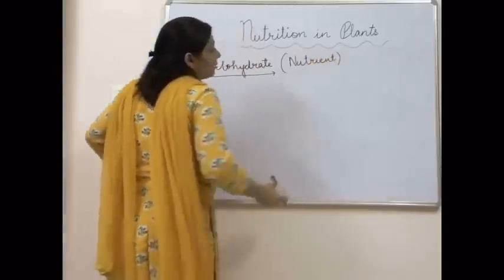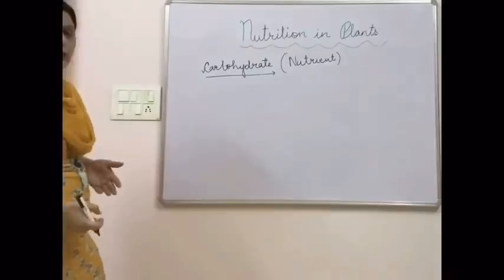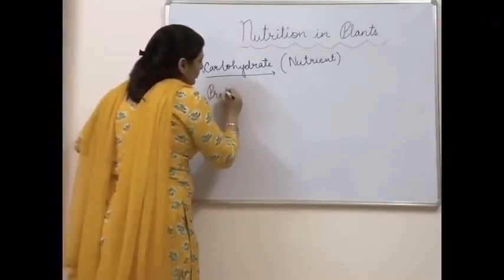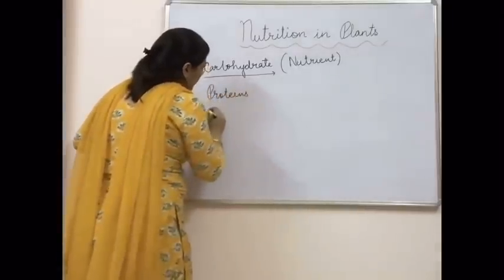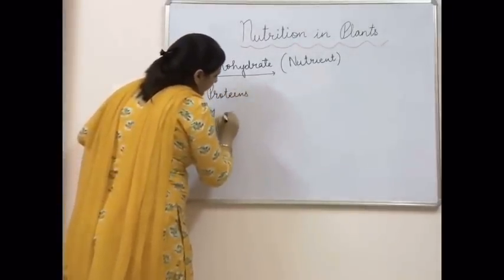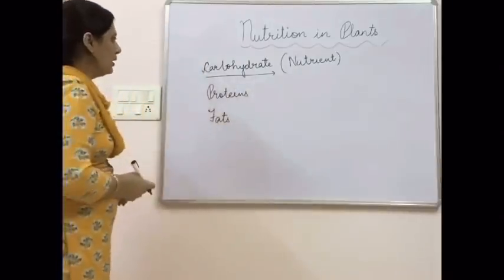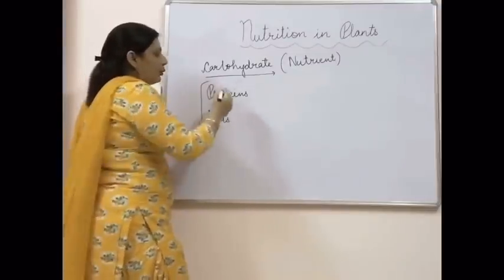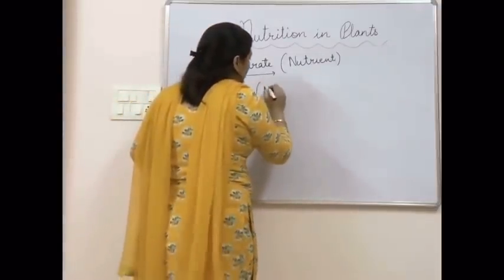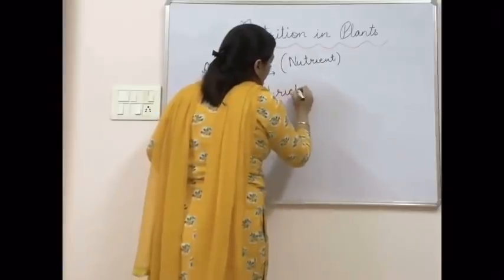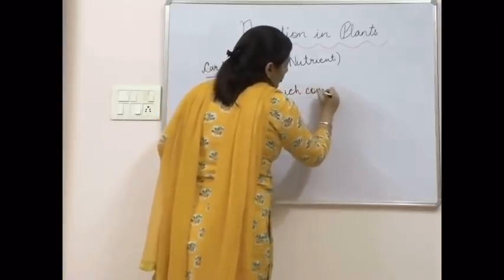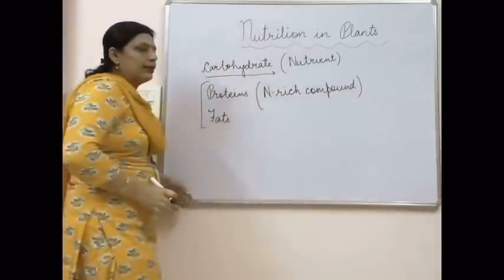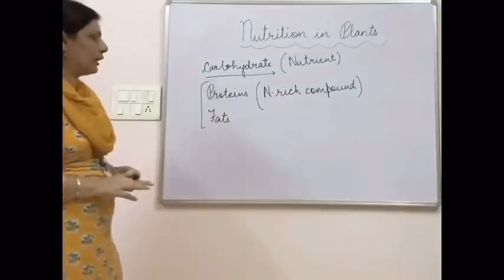But what about other components? There are other nutrients also which are required by the plants. These nutrients are like proteins, then fats, and there are so many, like minerals and vitamins. Now, how do the plants synthesize these proteins and fats? Protein is basically a nitrogen-rich compound. It has a sufficient amount of nitrogen. So, protein is formed only when there is presence of nitrogen. So, how can it be formed?